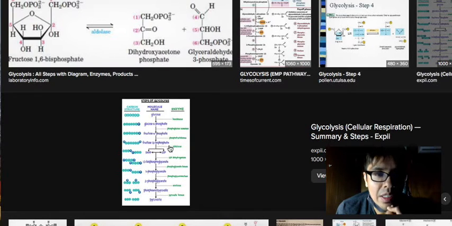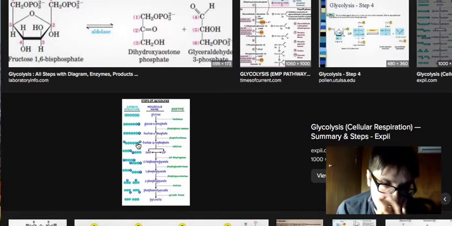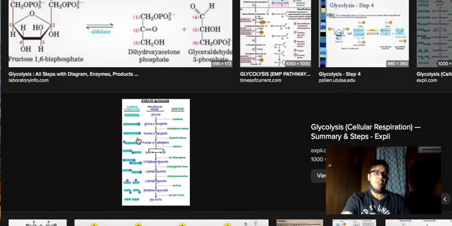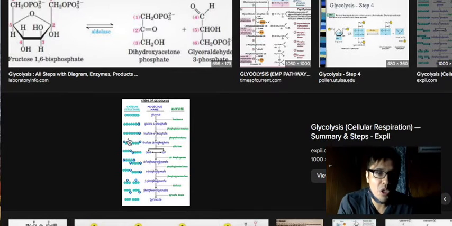Fructose 6 phosphate is then, by the action in step 3, by the action of phosphofructokinase, PFK1 and PFK2, converted to fructose 1,6 bisphosphate. So it's a doubly phosphorylated fructose. Okay, so also to note that this is just the carbon structure in terms of the straight chain.